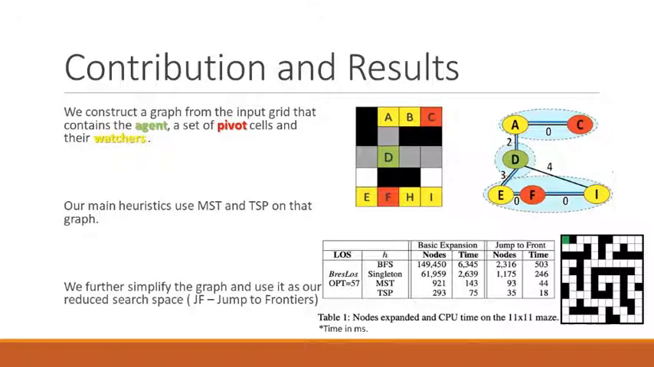As can be seen, the TSP heuristic performed best. Also, jumping to frontiers significantly improved the results. Overall, when using TSP and jumping to frontiers, we can improve the results by three orders of magnitude.